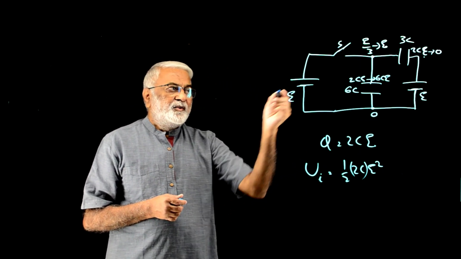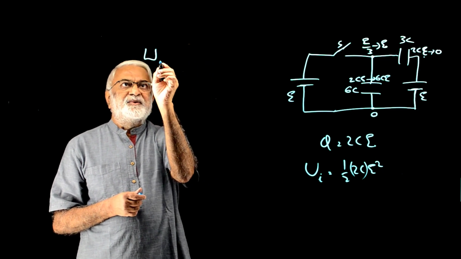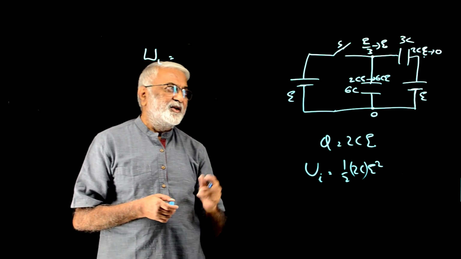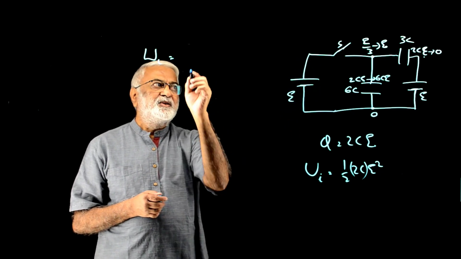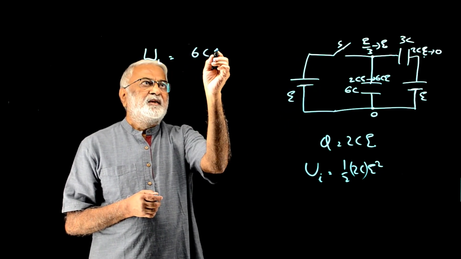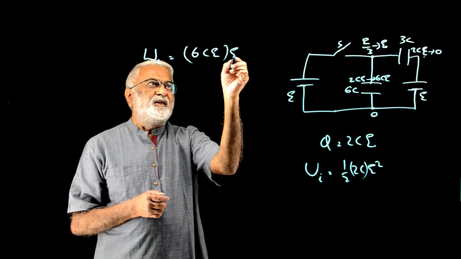So work done by this cell on the left side, WL, let's call that. Charge has flown this way, so that's how much? 6CE into E, that's the work done by this cell.